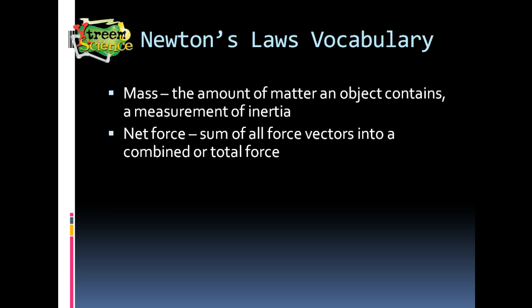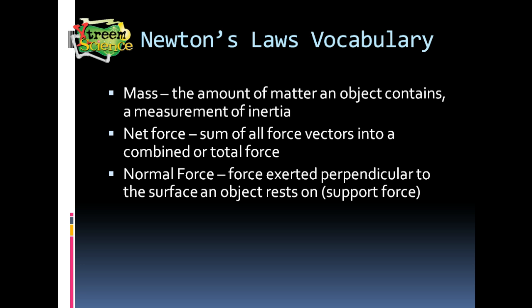Net force. It's the sum of all force vectors into a combined or total force. So we will be determining the net force on objects using free body diagrams later on. Normal force. This is a force exerted perpendicular to the surface of an object that it rests on, or the support force. So if a book were sitting on a table, it's the force that keeps the book from falling through the table. And we'll demonstrate that here in the next few slides.